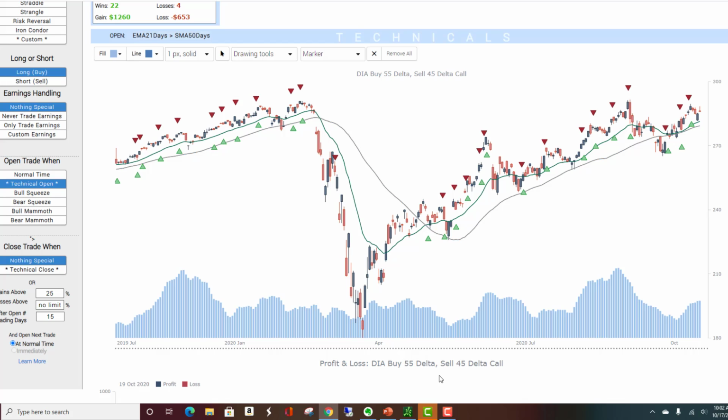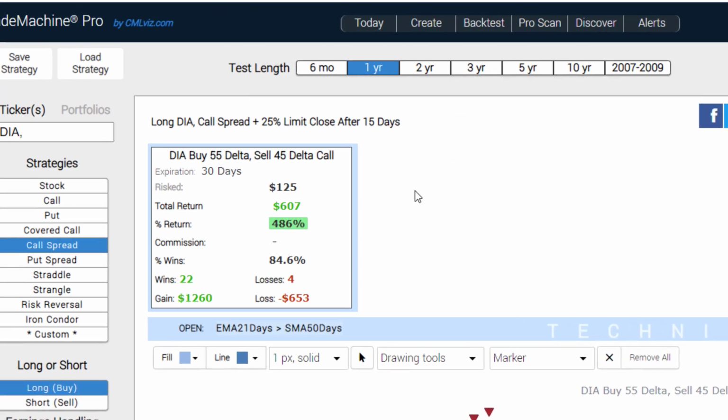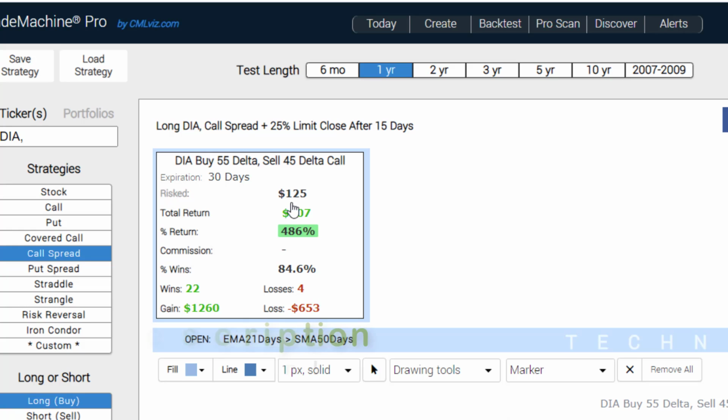So is that loser big enough to wipe out all the winners you had? Did it recover? What does that look like for my account? Let's quickly look at the results. I put in the delta 55.45 to reduce that cost. But basically, in the past year, there were about 26 trades, and you still had an almost 85% win rate.